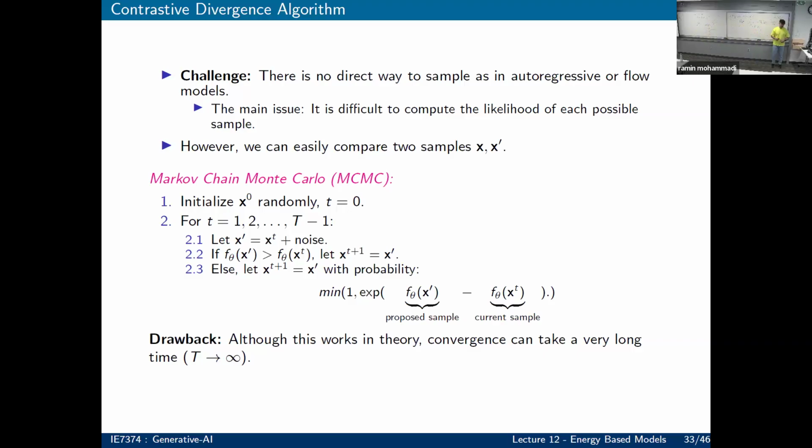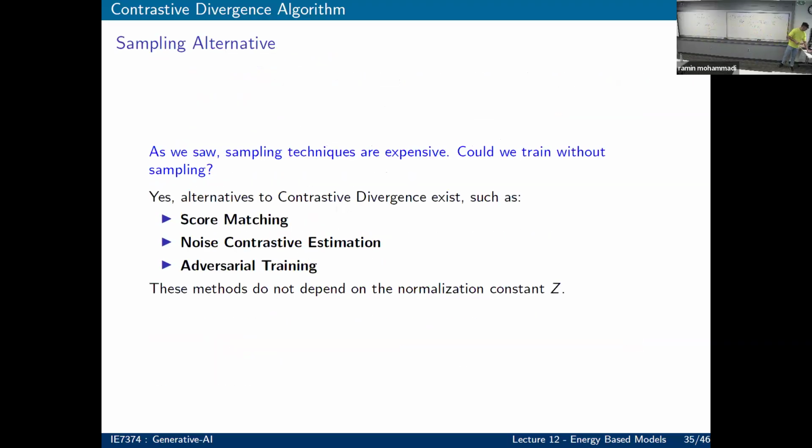Okay. So now, all of these techniques are basically working based on sampling, and sampling is slow and challenging. The idea here is, could we solve this problem without sampling, without a need to actually sample real data? And the answer is yes, and we're going to talk about something called score matching, noise contrastive estimation, and adversarial training. These are the types of techniques that you can use to get rid of that sampling concept.